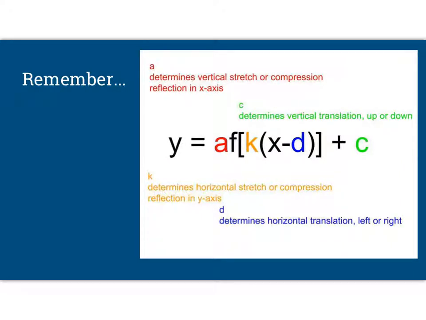When we studied this function in February, we talked about a being the vertical stretch or compression, but also whether it reflects the x-axis if it's negative. We said that c was moving the entire function up or down. K works on the x, and then it determines the horizontal stretch or compression. And if it's negative, it reflects in the y-axis. And then finally, d is moving our function left or right. So these are the same as what we studied back in February.